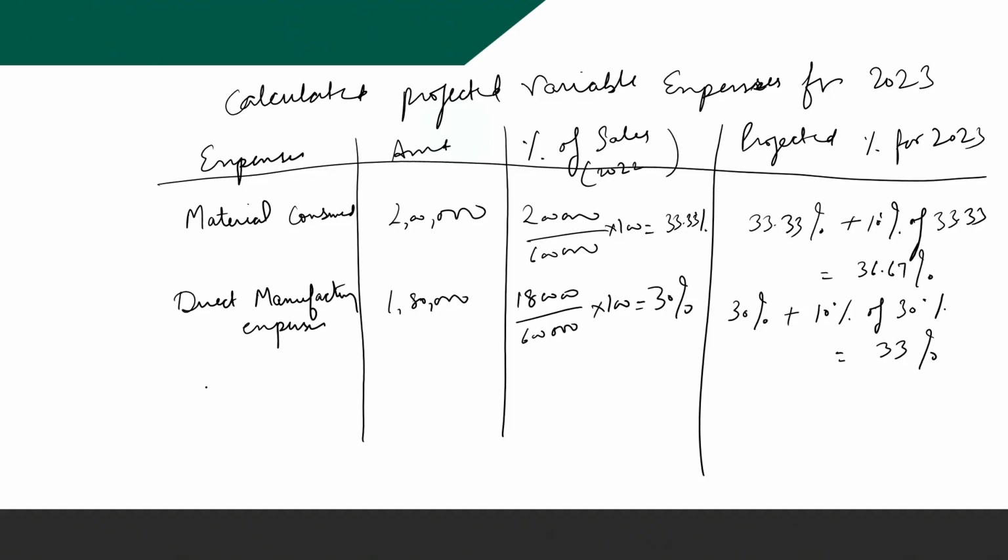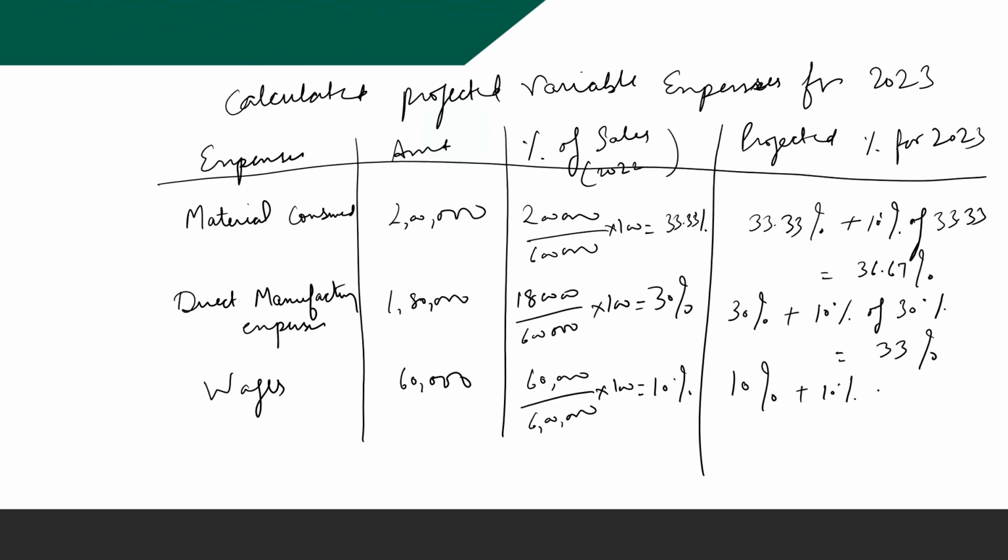Similarly, another variable expense, wages, which is given 60,000, divided by the sales of 6 lakh, comes to 10%. Adding 10% of 10%, which is equal to 11% here.